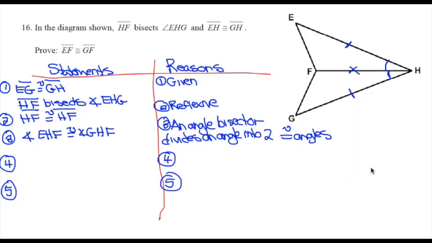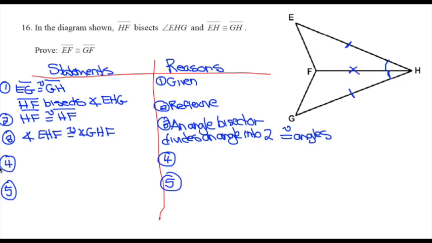At problem 16, you can see it's already labeled up because this one's relatively simple. You're told that HF is bisecting angle EHG, which again means that we have two smaller angles that are congruent here. I've already marked them. We're told that EH is congruent to HG. Again, I've marked it. And I've already marked the one side here that's shared by the two triangles.